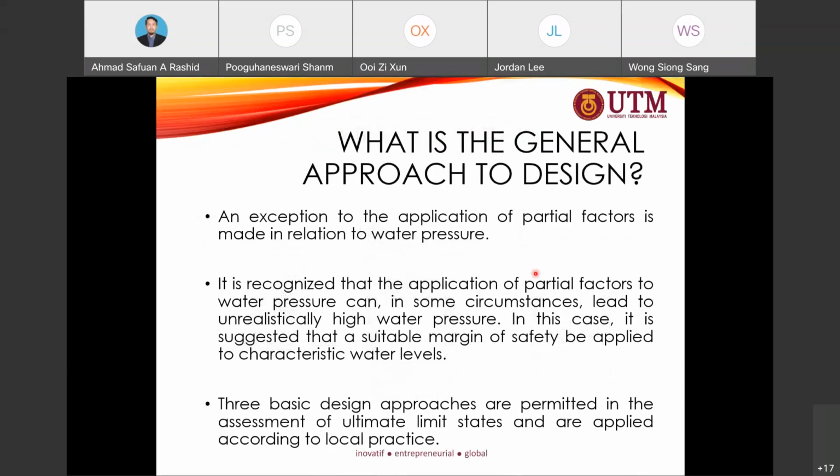An exception to the application of partial factors is made in relation to water pressure. It is recognized that the application of partial factors to water pressure can, in some circumstances, lead to unrealistically high water pressure. In this case, it is suggested that a suitable margin of safety be applied to the characteristic water level. Three basic design approaches are permitted in assessment of ultimate limit state and are applied according to local practice.